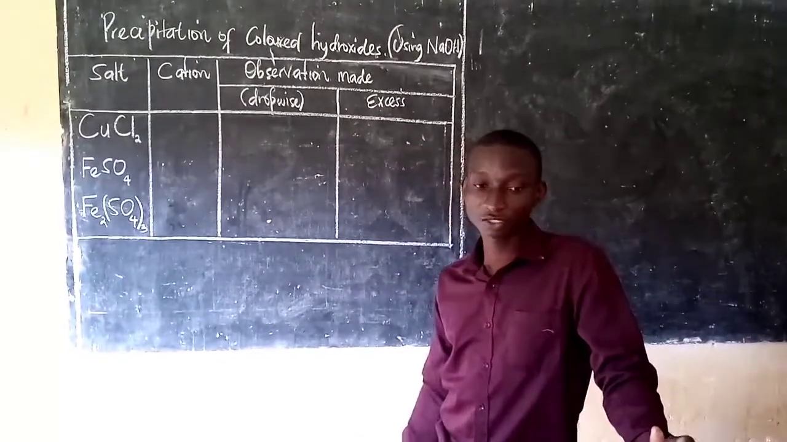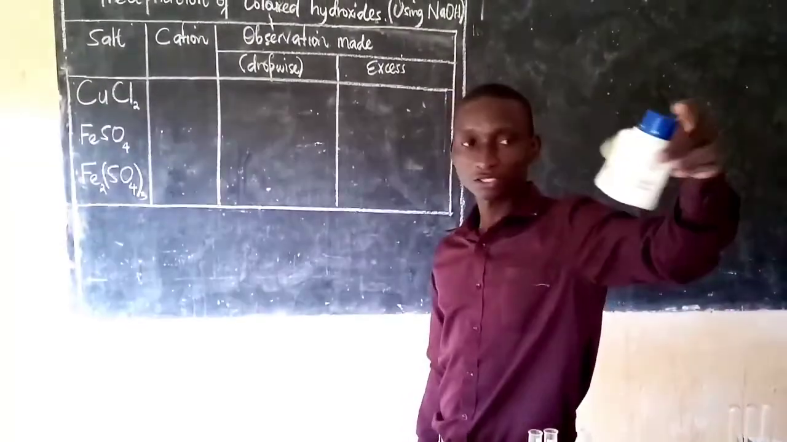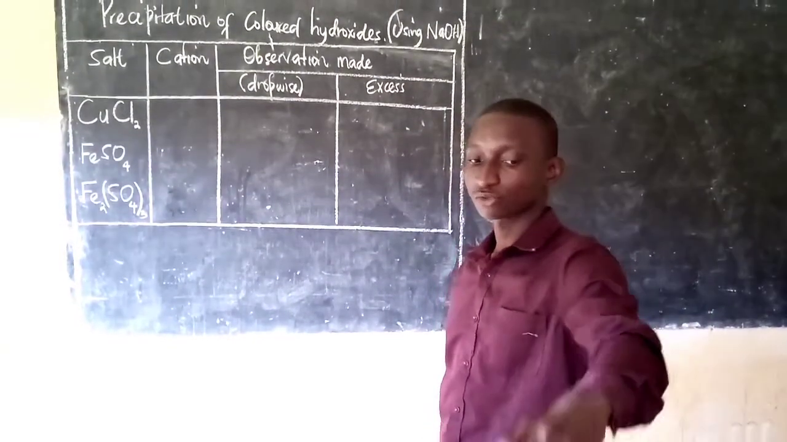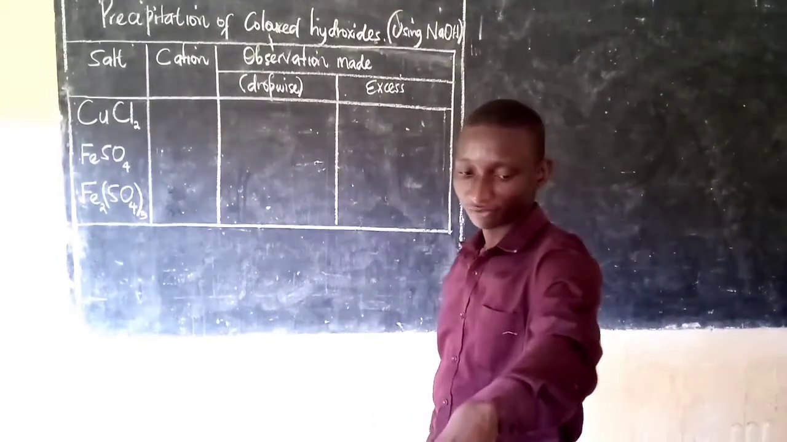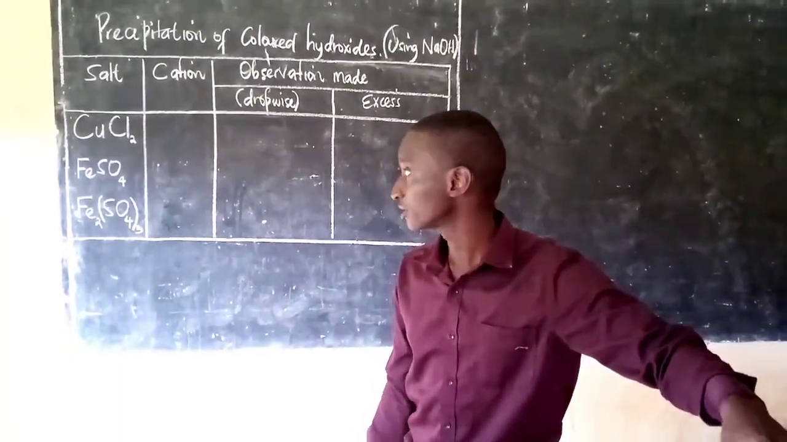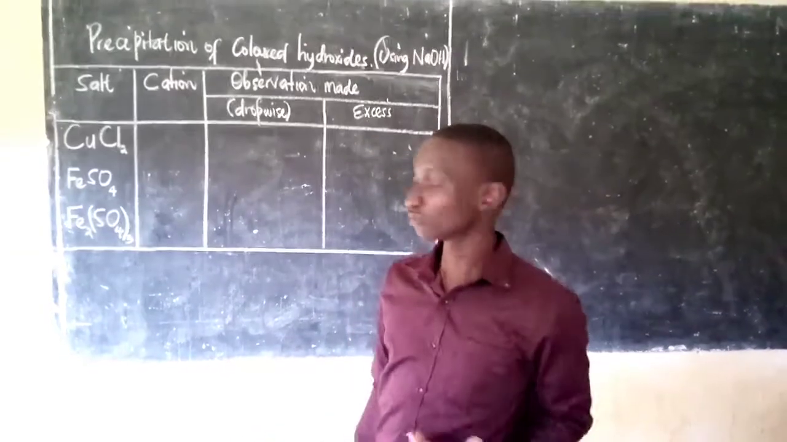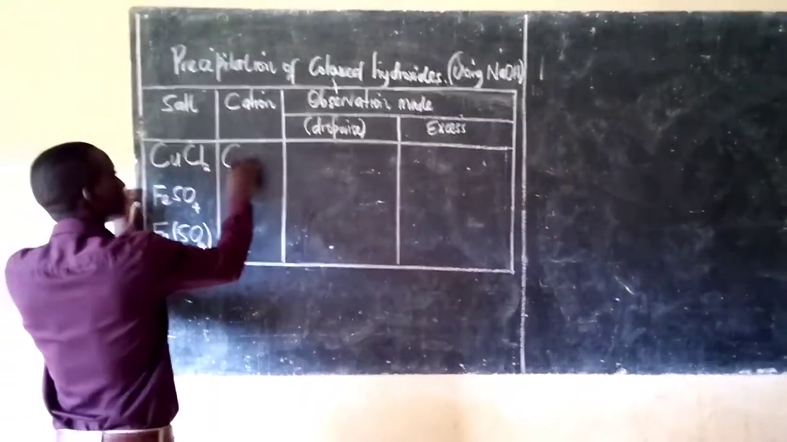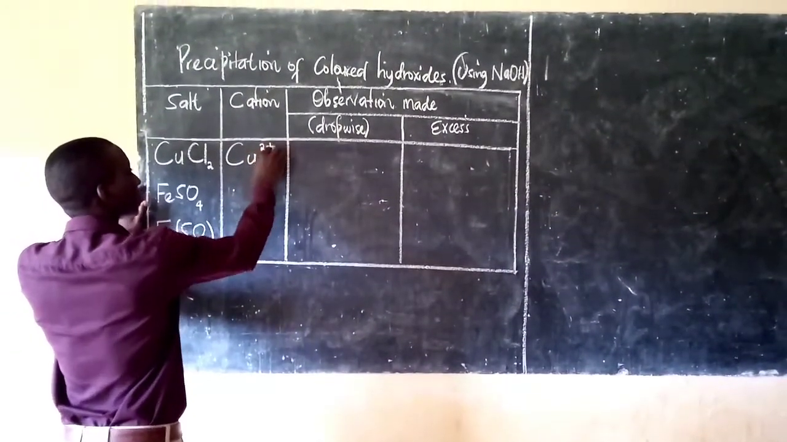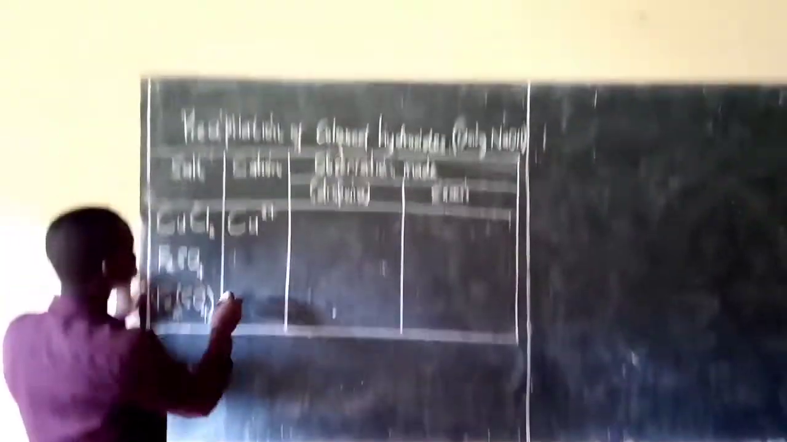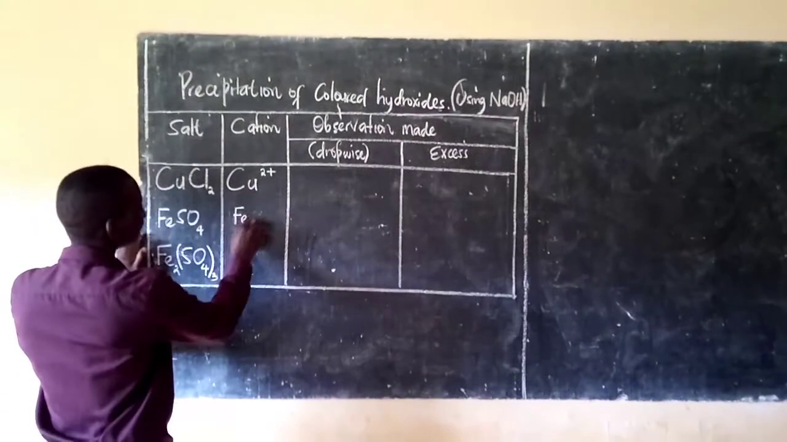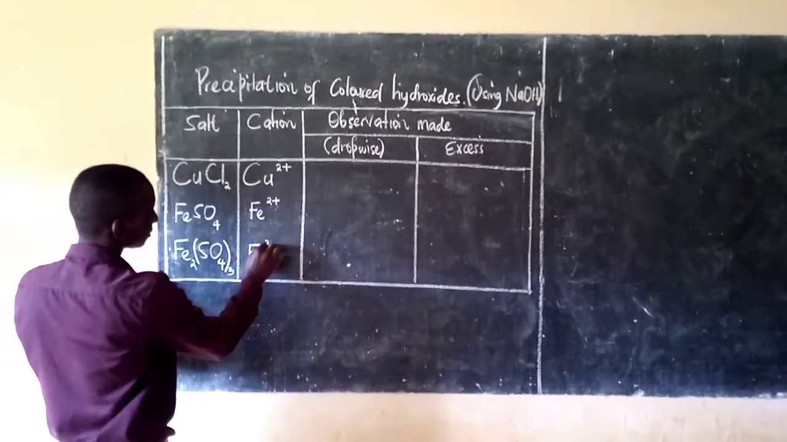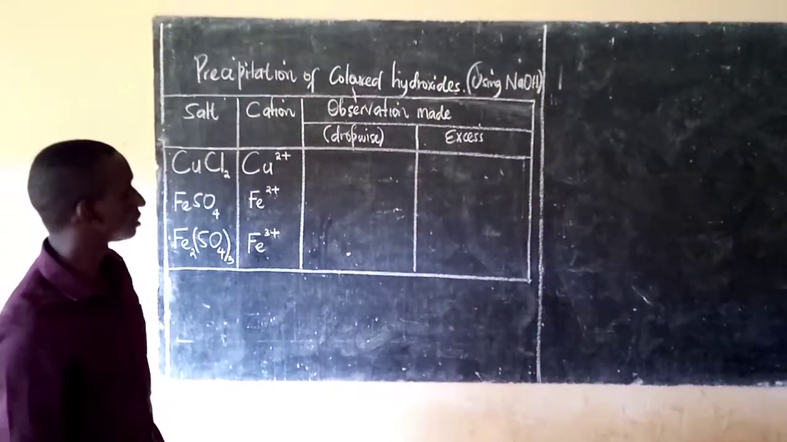So, like I've said, we are going to see the precipitation of colored hydroxides. The salts we have picked for use: there is copper 2 chloride, the salt of iron 2, and another salt of iron 3. And then our water for dissolving, plus the sodium hydroxide. What is the purpose of the salt when it goes to solution? The salt, for example copper 2 chloride, when it goes to solution, will generate the cation, which is a key reactant, and that is copper 2 plus. Then the iron 2 will give us the iron 2 plus cation, and the iron 3 will give us the iron 3 plus cation.